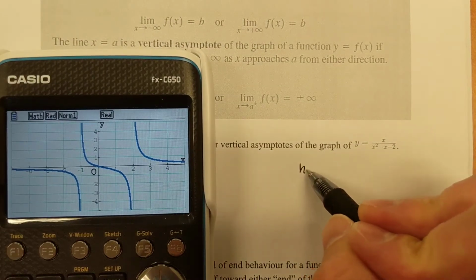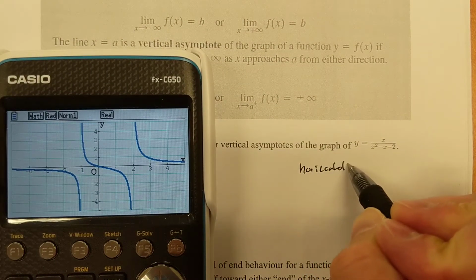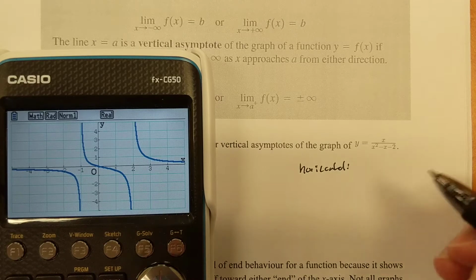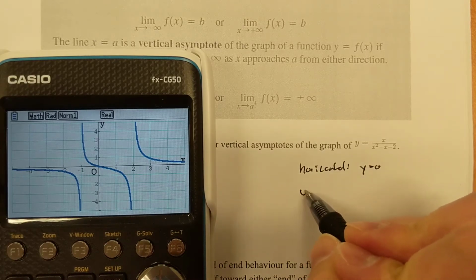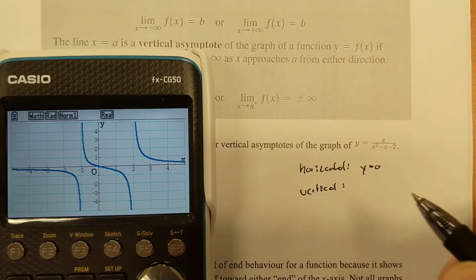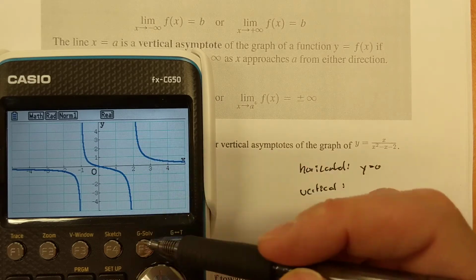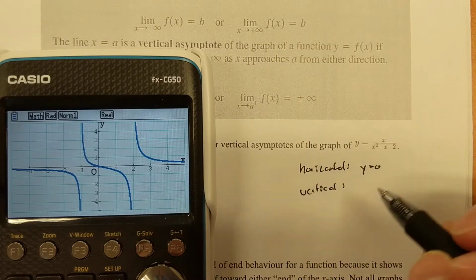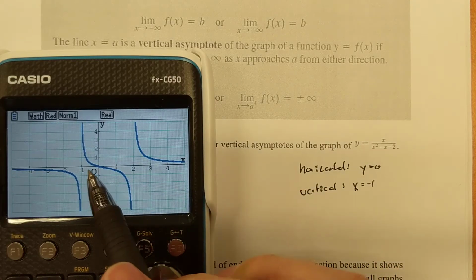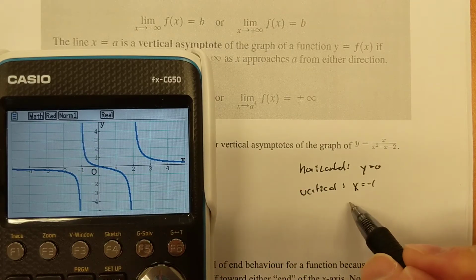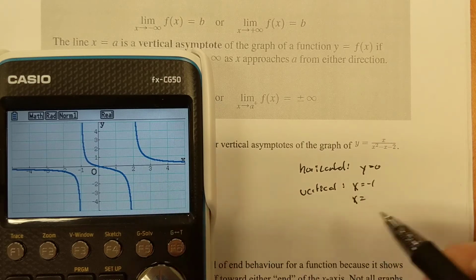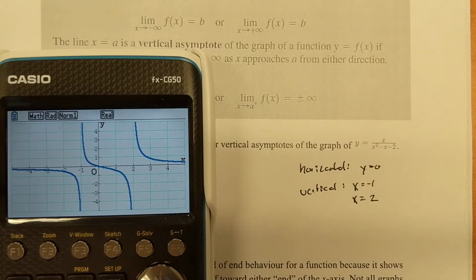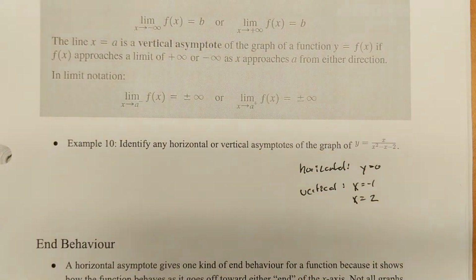So this has a horizontal asymptote. As you read from left to right, this graph flattens out at y equals 0. The vertical asymptotes occur where the graph spikes, like what vertical lines the graph doesn't cross. There's actually two of them. There's one here at negative 1. The graph will approach negative 1, but not cross negative 1. And there's another one over here at positive 2. The graph will approach positive 2, but not cross positive 2.